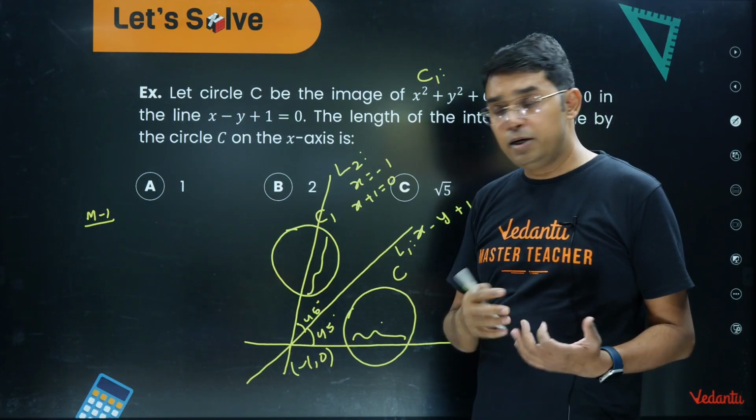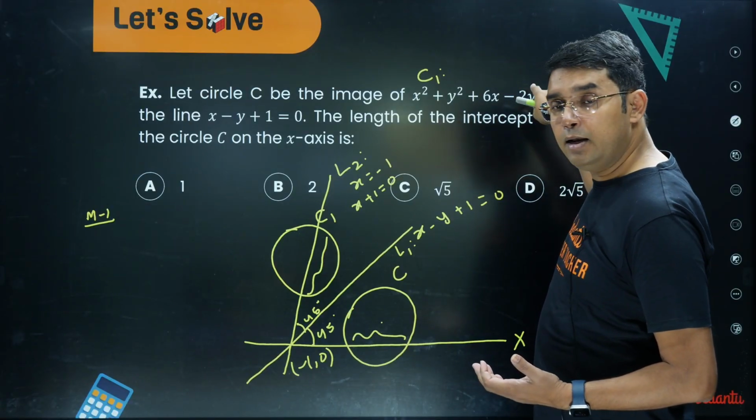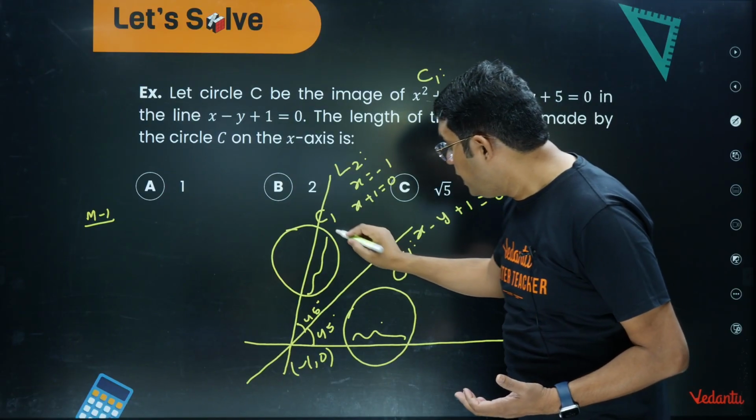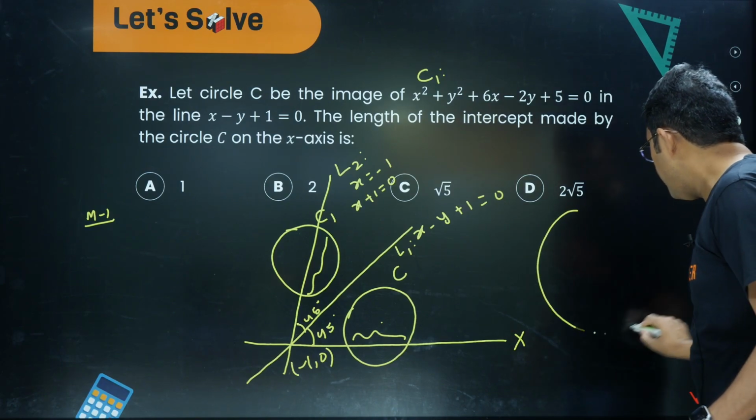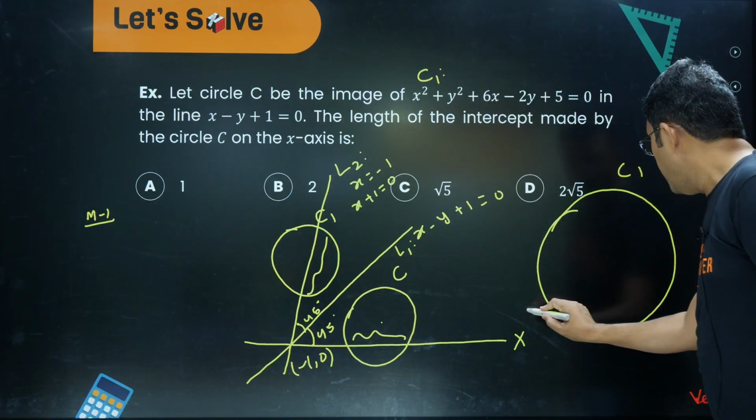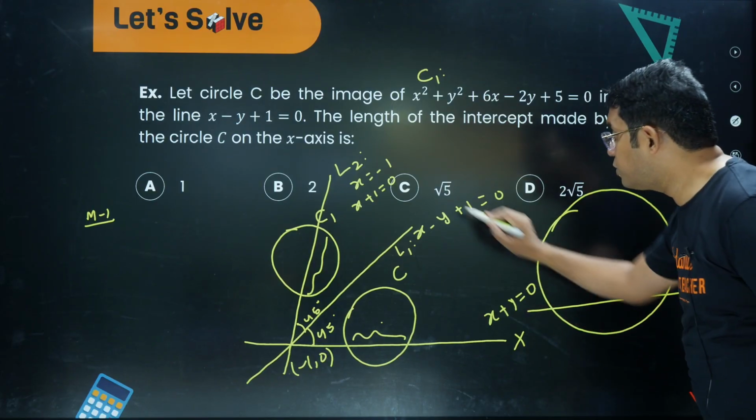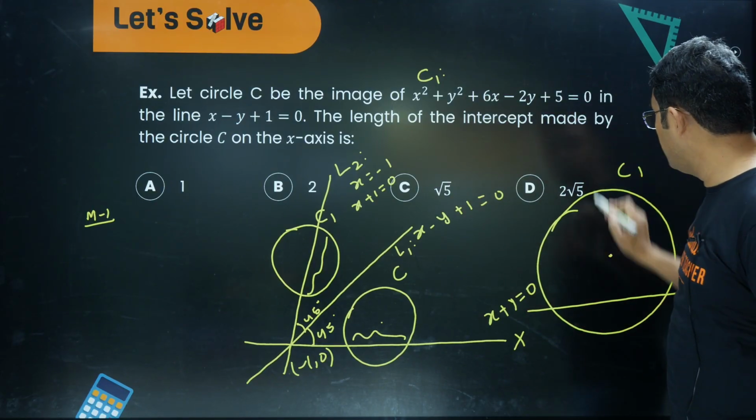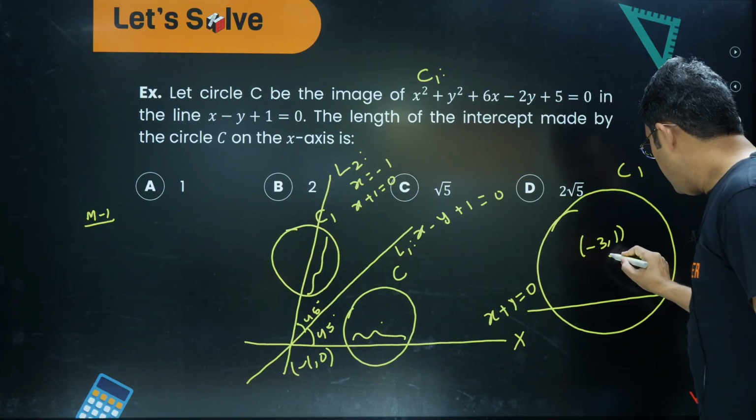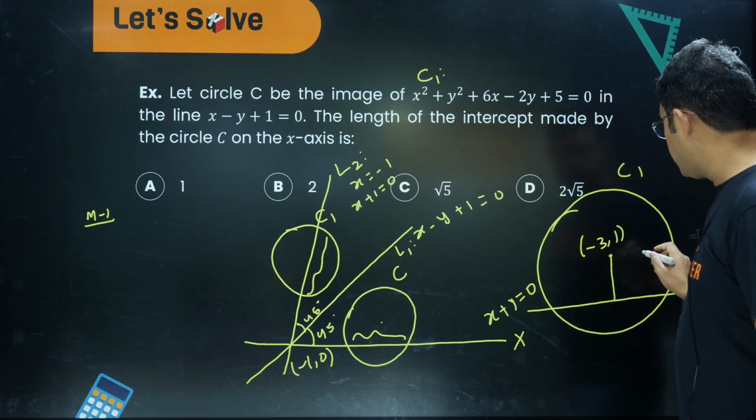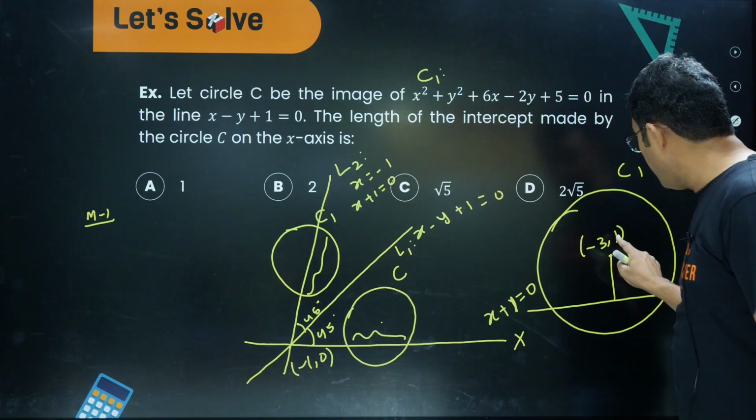Now there is no need to find this circle C. You can directly find the center of the circle, the radius of the circle, and you can find this intercept. To find this intercept, I'll make another diagram. So this is the circle C1, and this is the line, let's say x plus 1 equal to 0. Now the center of this circle, you know, is (minus g, minus f), that is, (minus 3, 1). Now we can take the perpendicular distance of this line x plus 1 equal to 0 from (minus 3, 1) by putting this point here.